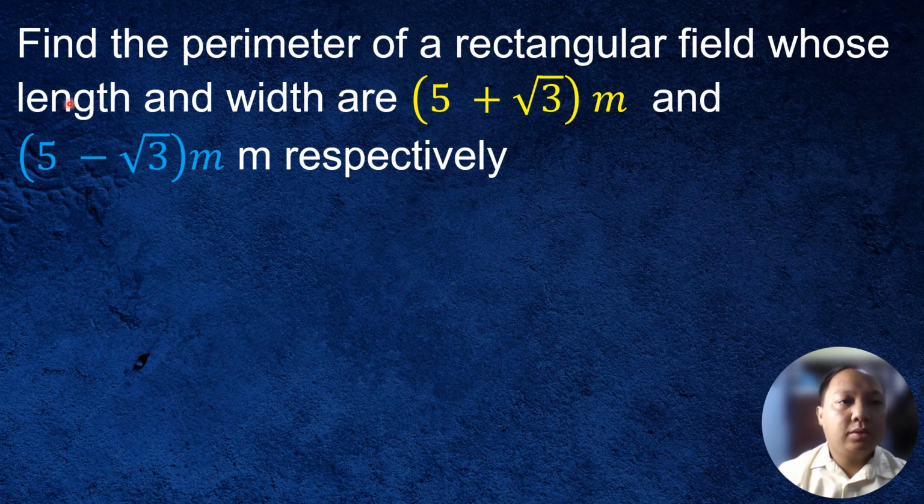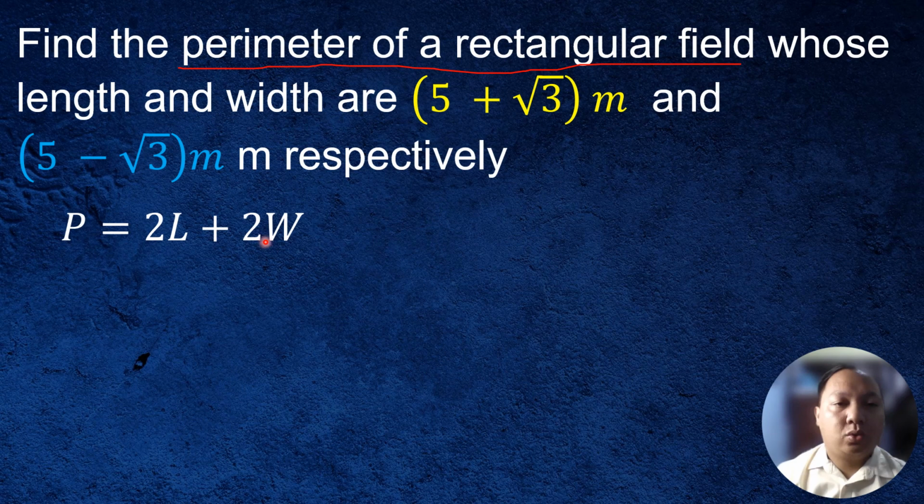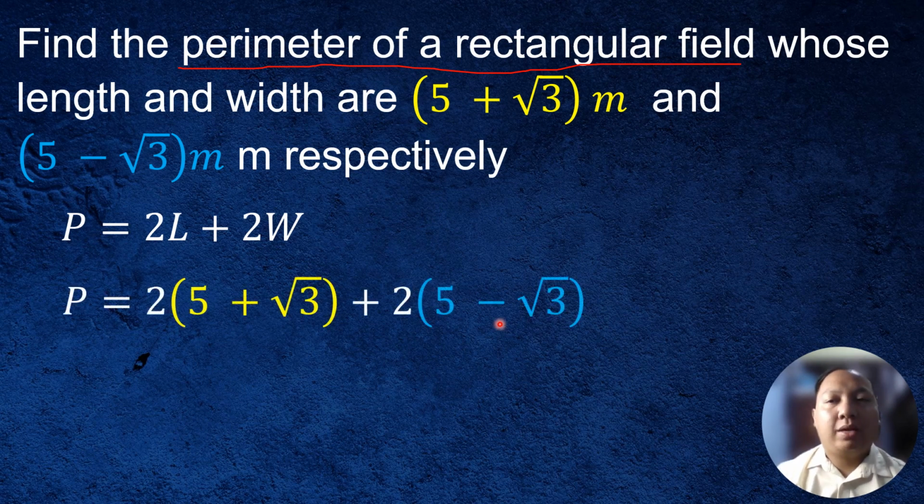So, let me read first. Find the perimeter of a rectangular field whose length and width are 5 plus square root of 3 meters and 5 minus square root of 3 meters respectively. So again, the clue here is the perimeter of a rectangular field. The perimeter of a rectangle has a formula: 2 length plus 2 width. Our length is 5 plus square root of 3 and our width is 5 minus square root of 3. Again, we just substituted the length and width.